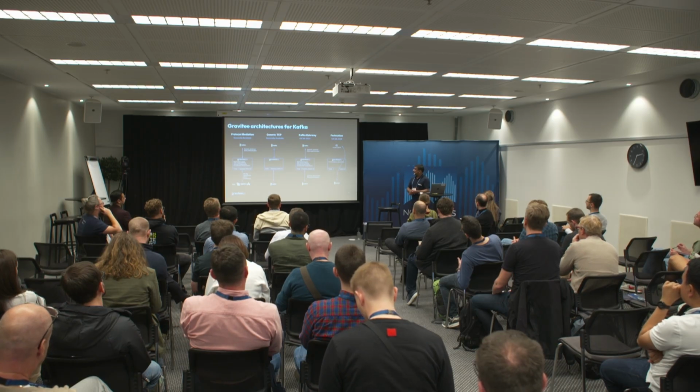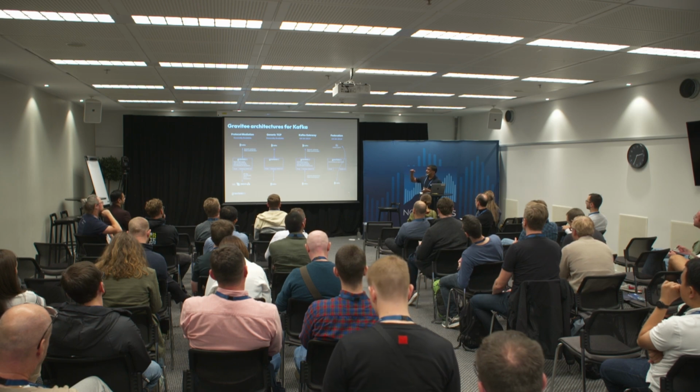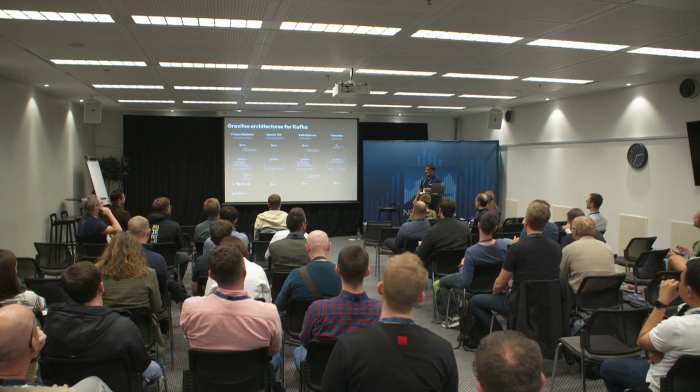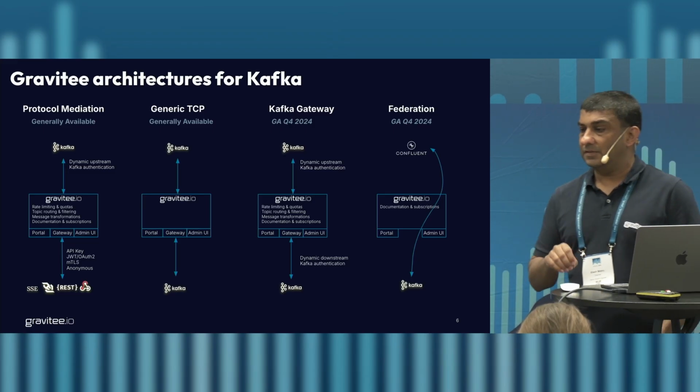Kafka Gateway: with protocol mediation, you break the protocol. You put REST in front of Kafka. With Kafka Gateway, you're actually proxying Kafka to Kafka. And what that means is that you're natively talking to Kafka.